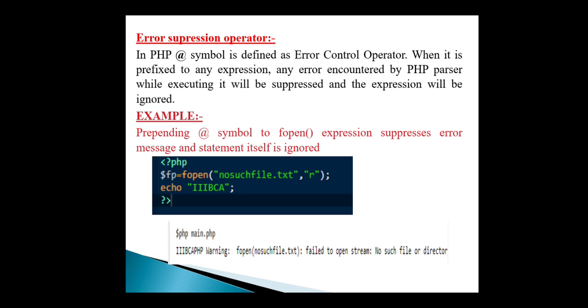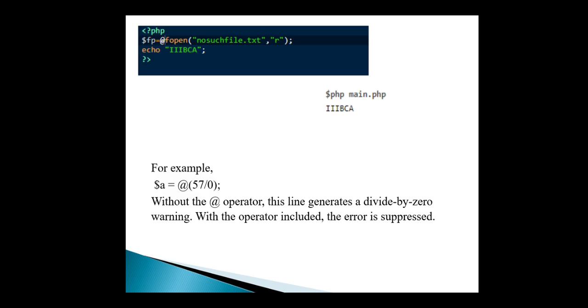So we are trying to open the file named no such file. Here you can see, in place of the fopen function, I didn't give the at symbol. Comma r, echo third BCA. When I run this program, third BCA PHP will be the text, but a warning has been given, that is, no such file or directory, right? So to avoid that you can give the at symbol. Here you can see the perfect output of this program. I have used the at symbol near fopen, so that the particular warning error will not be displayed in your output page.